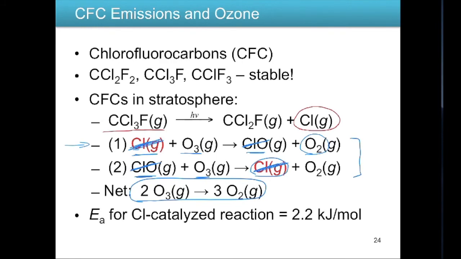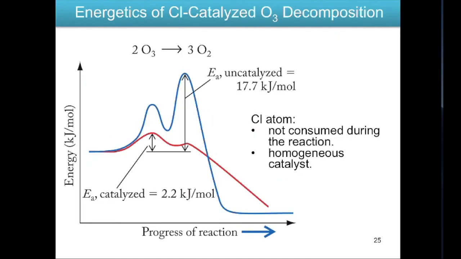So notice that the activation energy for this is 2.2 kilojoules per mole. So it's quite a bit less than the 17 that is required for the natural decomposition of ozone. So the blue curve on this graph shows the activation energies for the natural decomposition of ozone, and the red line shows the pathway for the catalyzed decomposition of ozone. So notice the activation energies are a lot smaller, and again, that means the reaction is faster.